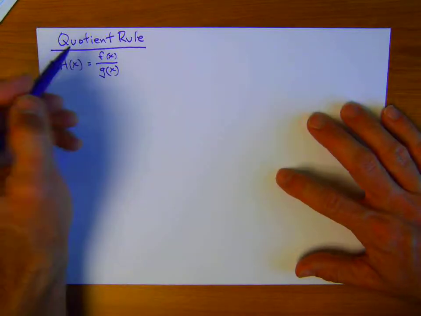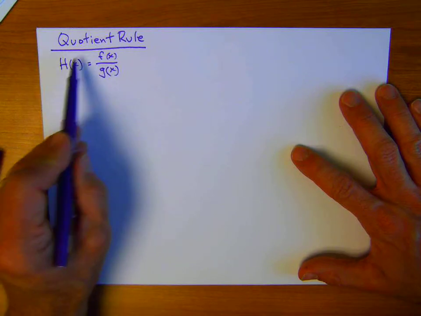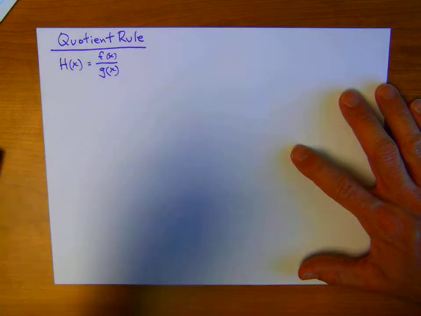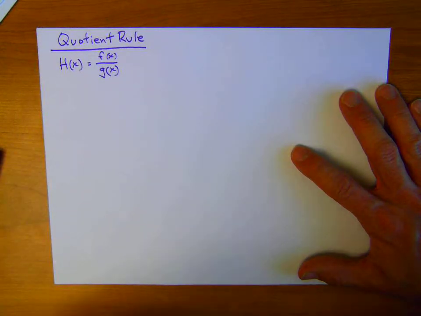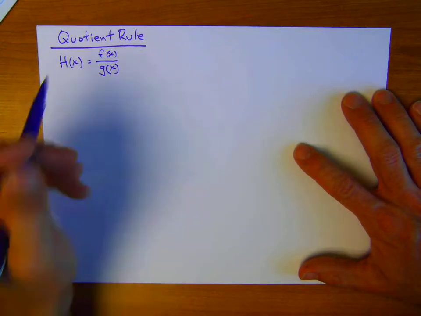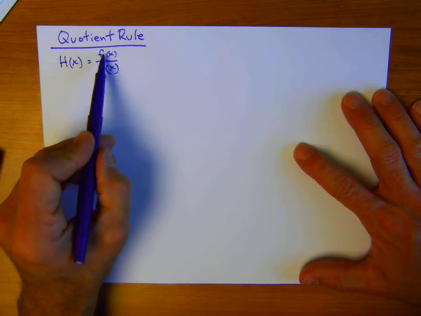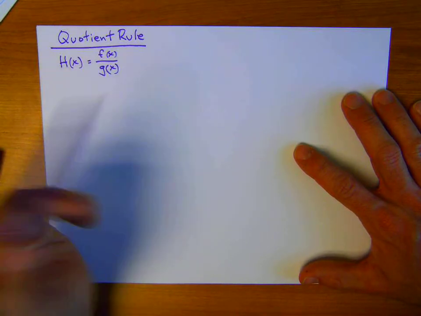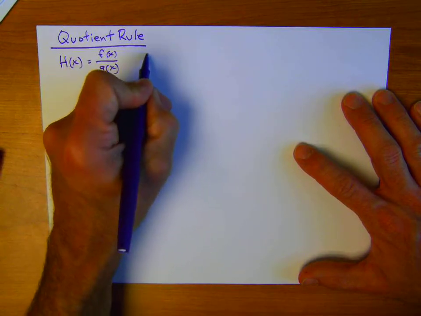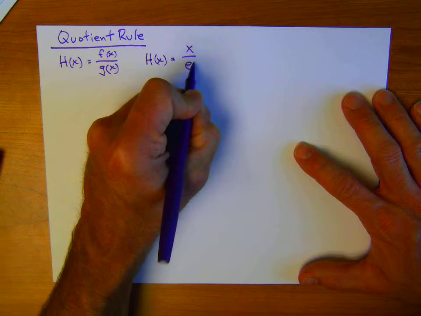In this video I want to talk about how to find the derivative of a quotient of two functions, and this is called the quotient rule, very similar to what we had for the product rule, which was the product of two functions. So we can define this big H of x to be the quotient of f of x over g of x. So for example, we might define h of x to be x over e to the x.